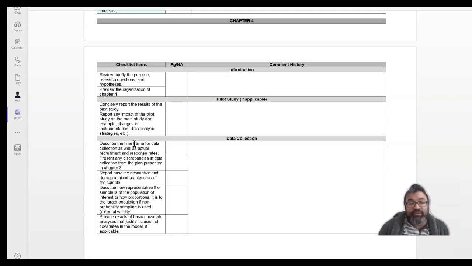And the years were important because this showed the reader precisely where I was getting the data set from. So also, if there's any discrepancies, you want to talk about them. What are the descriptive and demographic characteristics? That's important. And then describe how representative the sample is of the population.